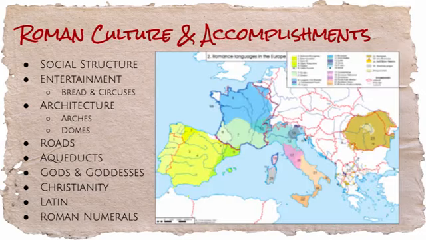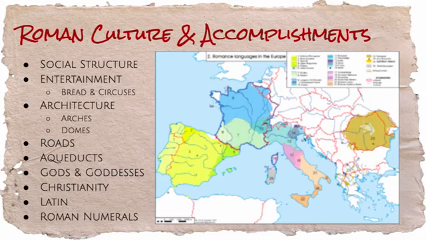Additionally, you're going to have Latin and Roman numerals that are some accomplishments and legacies that we're still going to see. So this is not a good quality map. I apologize for its blurriness, but you can see in the different colors, different Romance languages, and that root word Roman is in there, different languages that are derived from Latin, and we still have a lot of words in English that are derived from Latin.